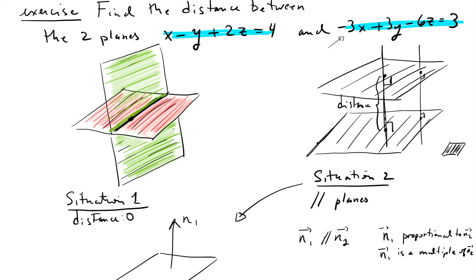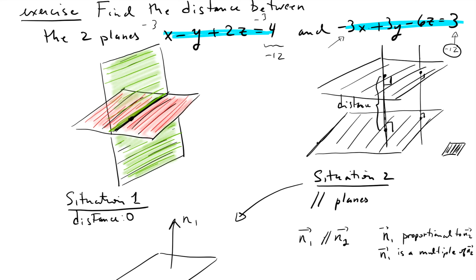You see, for this equation, the coefficients are -3, 3, and -6. I can get them by multiplying the left-hand side throughout by -3. But if I multiply by -3, I have to multiply by -3 on the other side, and I would get -12. But here I have 3, so those would be identical planes if that coefficient there were -12. If the 3 were a -12, the two planes would be identical, and the distance would be 0.